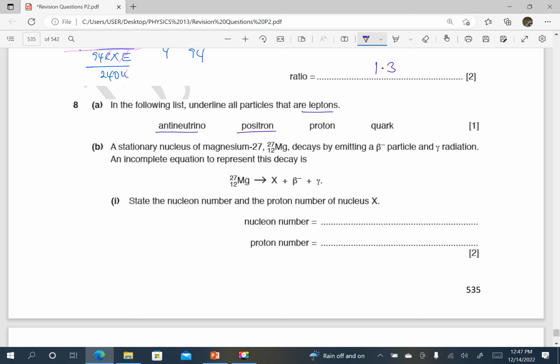A stationary nucleus of magnesium-27 decays by emitting beta minus particle and gamma radiation. An incomplete equation to represent this decay is shown here. Magnesium, X, beta minus is 0, -1, and the gamma radiation. So X is going to be automatically 27, when we try to balance nucleon number. Proton number will be 12 plus 1, so that it remains 12. So that is going to be 13, because 13 minus 1 on the right gives us what is on the left. So proton number is 13.